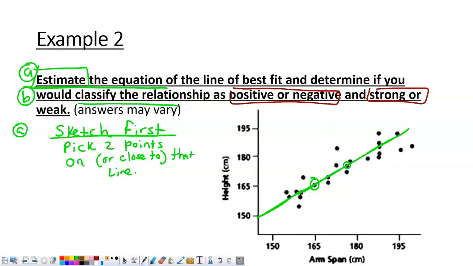Okay? So, at this point, we're ready to find the equation of the line. You just need to remember what we learned back in lesson 1.3. So this point looks like it has coordinates 165, 165. This one seems to have the coordinates of, it looks like it's a little bit before 180. I would say maybe like 175, and maybe like 170 for the height.